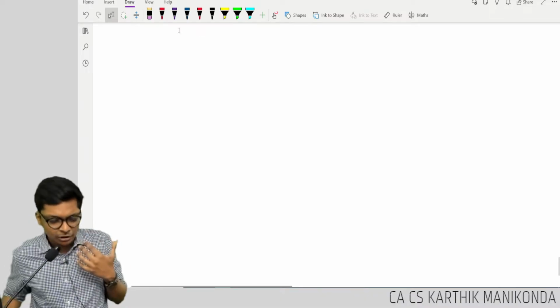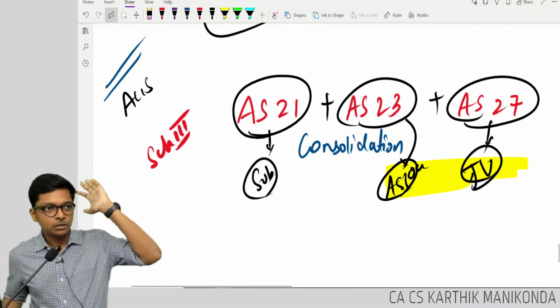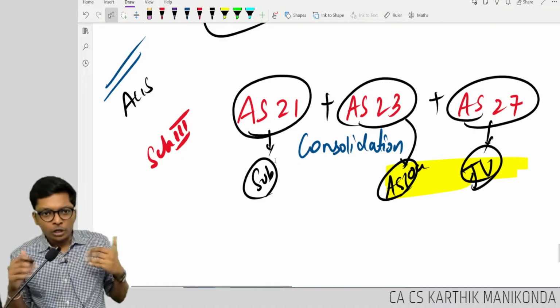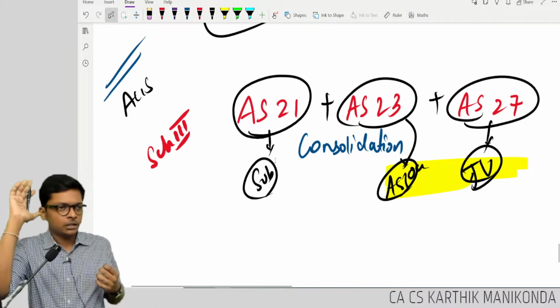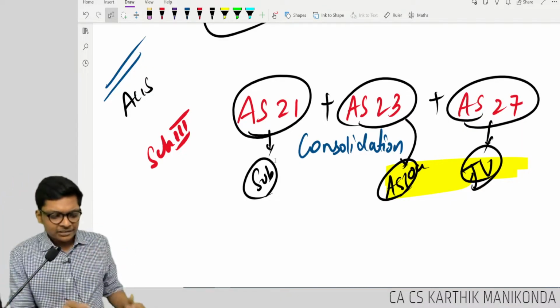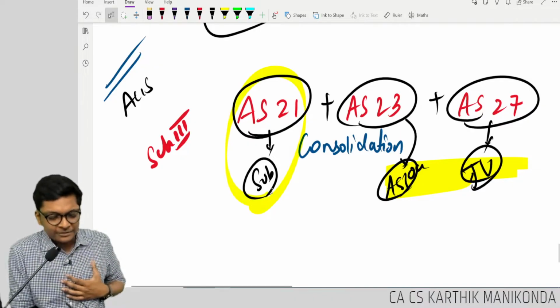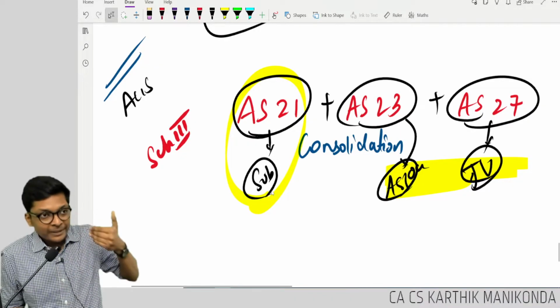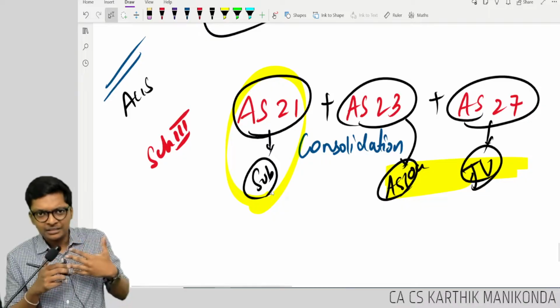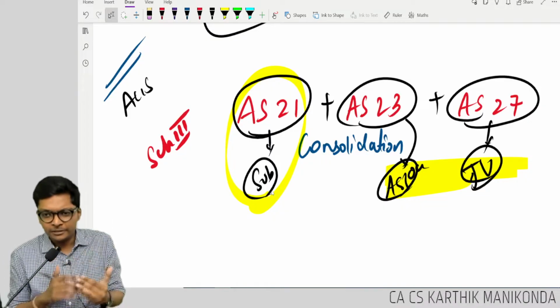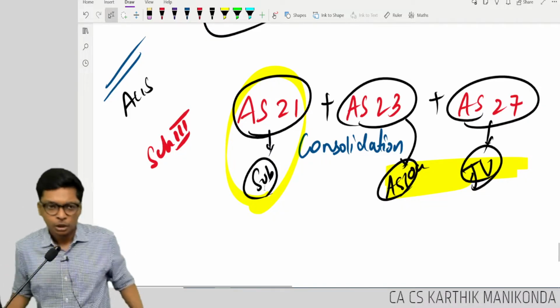How many of you are studying consolidation here for the first time? How many of you already know consolidation, at least subsidiary? Doesn't matter. Revise, because the method in which I am going to teach you subsidiary is going to be different. It is going to be as per ICAI study mat. Different means I am going to simplify it with steps, and then we'll go to 23 and 27.